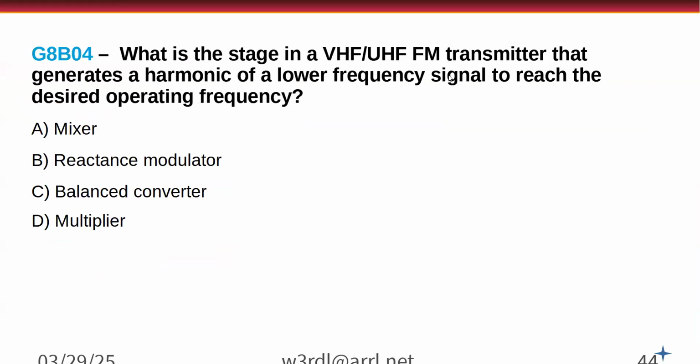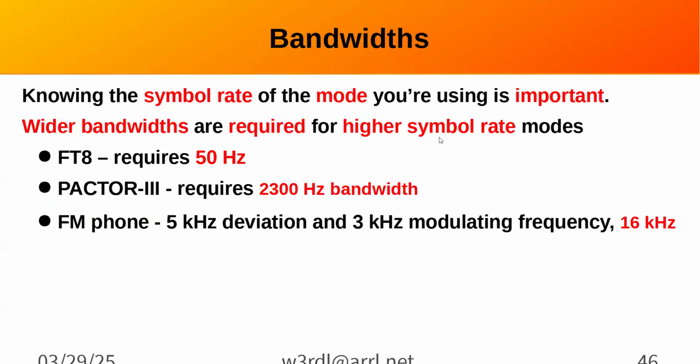Okay. What's the stage in a VHF, UHF, FM transmitter that generates a harmonic of a lower frequency signal to reach the desired operating frequency? Sure it's not a reactance modulator? Sounds good. Although I don't know what a balanced converter is. Never heard of that one.